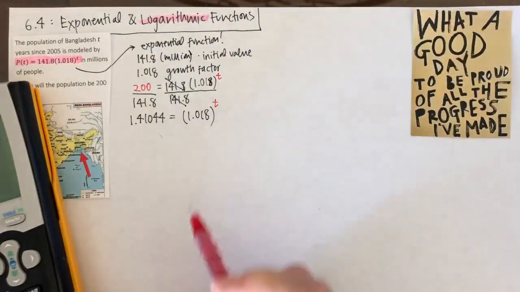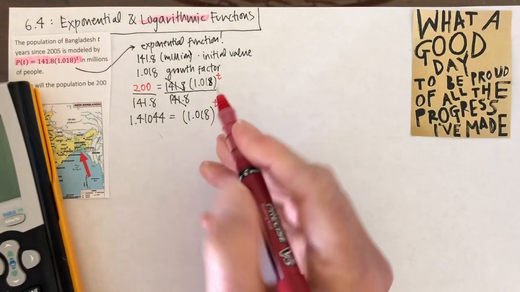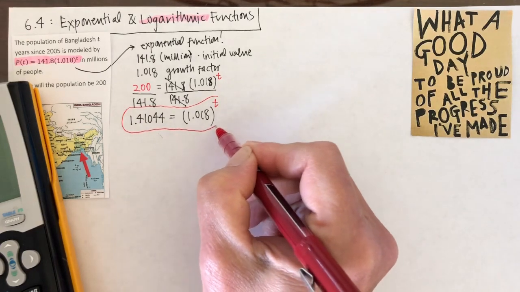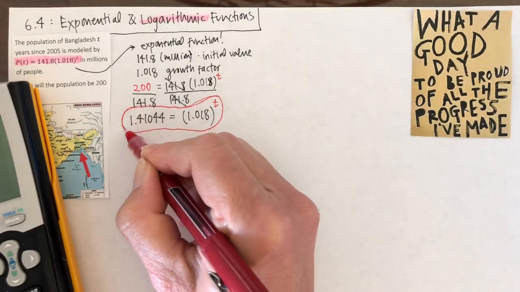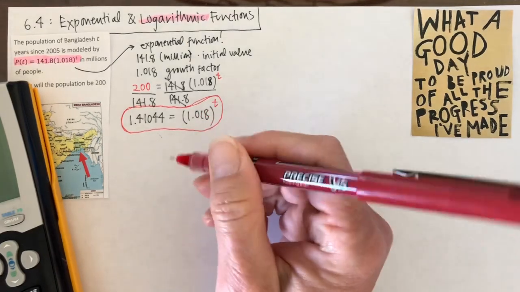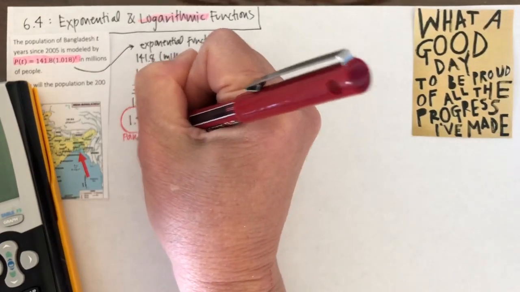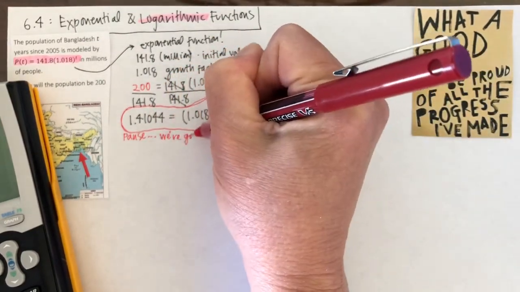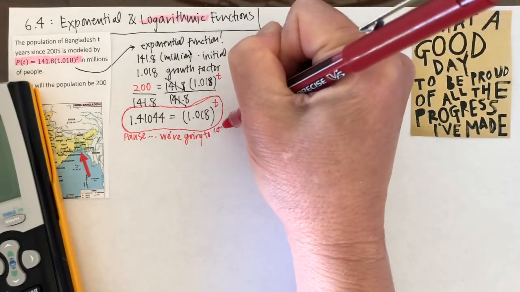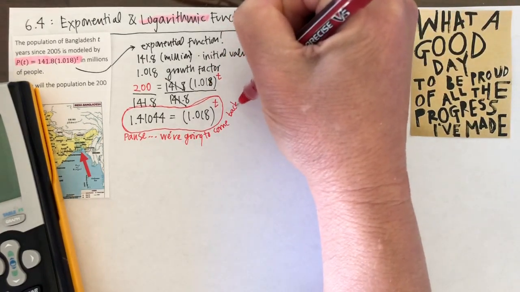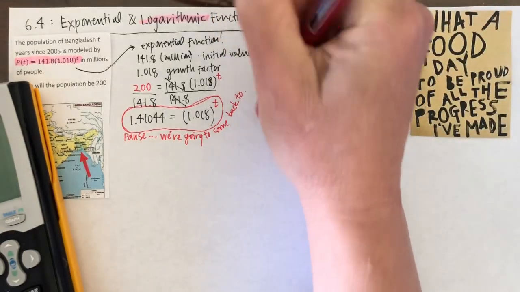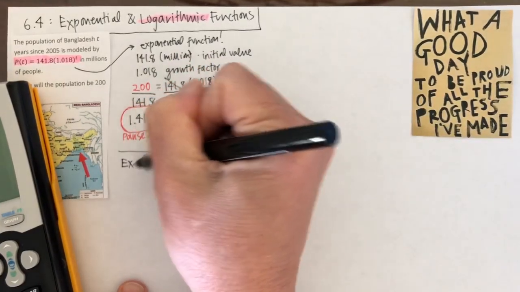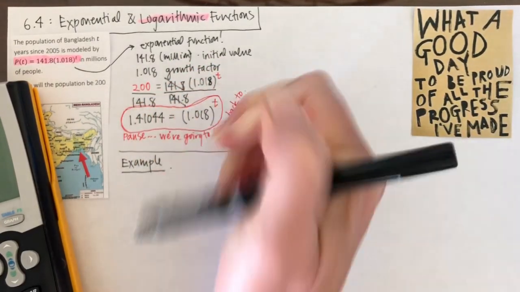And now we just want to know what t is. Well, it's a little bit tricky to solve this equation when your variable's up in an exponent. It's a little bit harder. We need a different strategy to solve this. So we're going to pause this right now and we'll come back to it, because we need some more tools before we can solve this. Let's change gears for a minute and look at some examples.